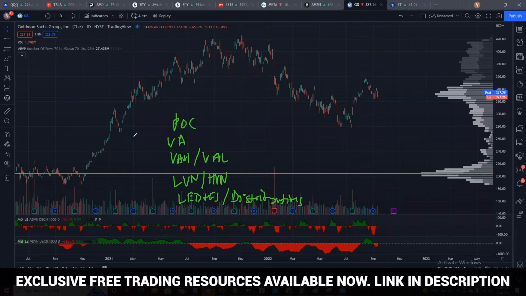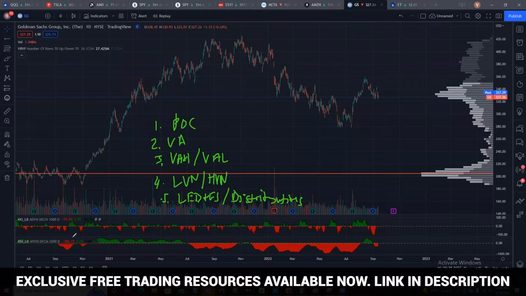Distributions. We also have ledges and distributions. So if we number these 1, 2, 3, 4, and 5, we have 5 general areas on the volume profile. Now, all these aspects can be taken on a larger scale and presented into an intraday chart, right? Something for day trading, swing trading, or whatever the case may be.